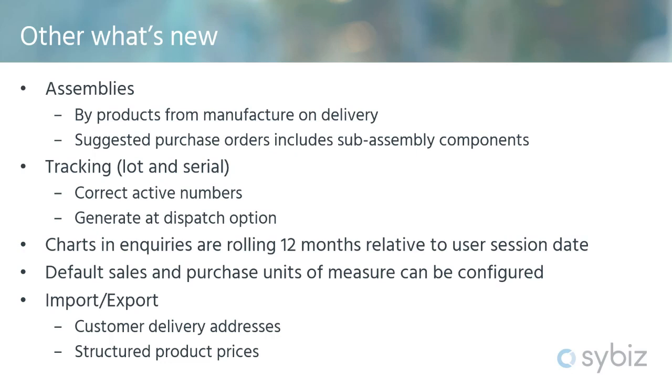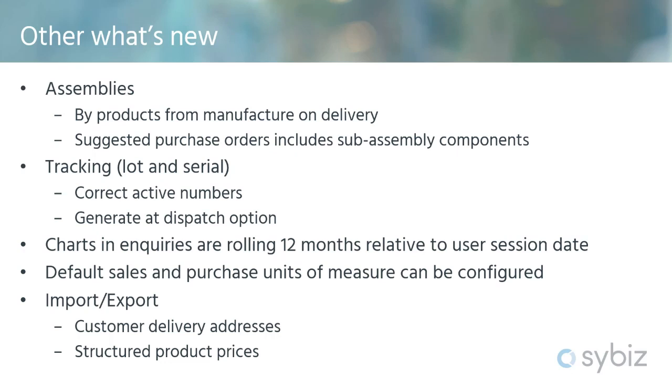And a few other things that we'll just verbalise in terms of what's new from an assemblies or manufacturing point of view. We now have the ability for byproducts to stem from a manufacture on delivery. Previously, if you had byproducts, which are essentially just components with negative quantities because you're returning them into stock, you wouldn't be able to tick the manufacture on delivery, but now you can do that.